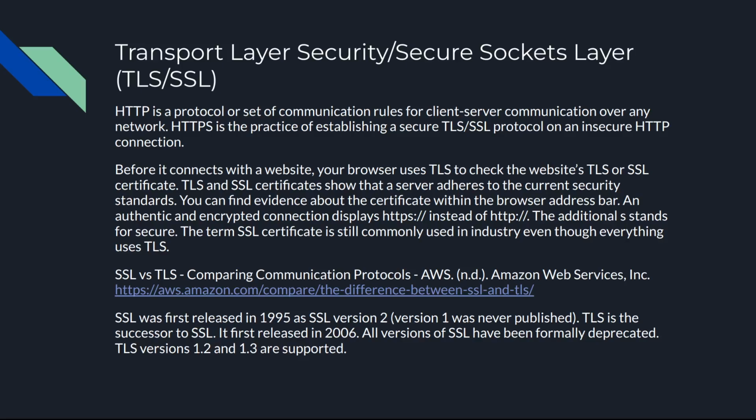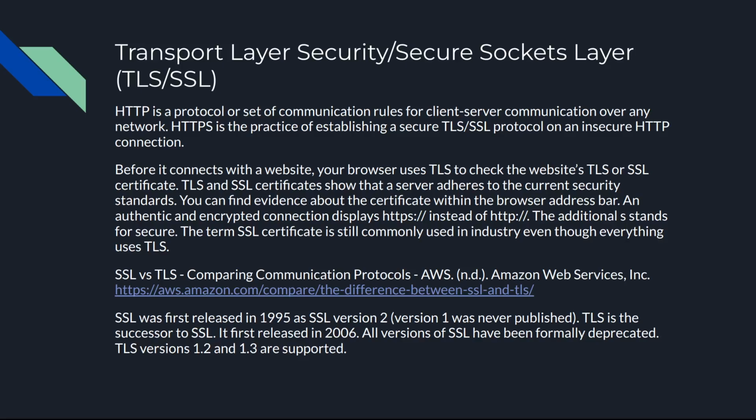Before it connects with a website, your browser uses TLS to check the website's certificate, TLS or SSL. They're all TLS now, as we're going to see in a minute, but we still commonly refer to them as SSL. TLS and SSL certificates show that the server adheres to the current security standards. You can find information about the certificate in the browser and see when it was signed, who signed it, and so on and so forth. Additionally, an encrypted connection displays HTTPS instead of HTTP // in front. Now, that additional S kind of stands for secure, stands for SSL.